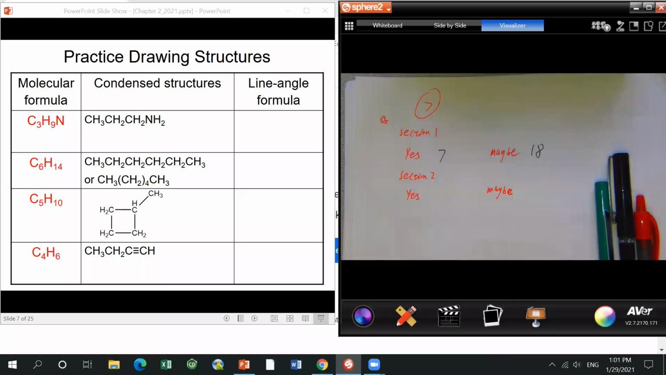All right, okay, so last time we stopped at the line angle structure, okay? And we learned the very easy way to draw organic molecule structures. And here is just practice for you guys, okay? So try to draw this molecule. The condensed structure is already provided for you, and then just show me the line angle structure, okay?